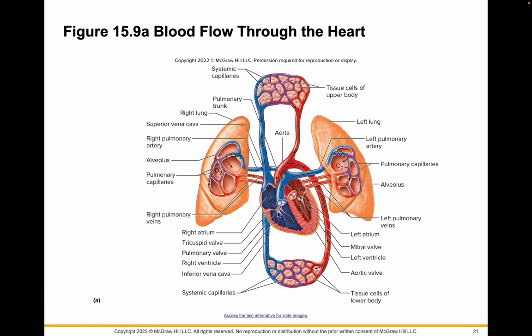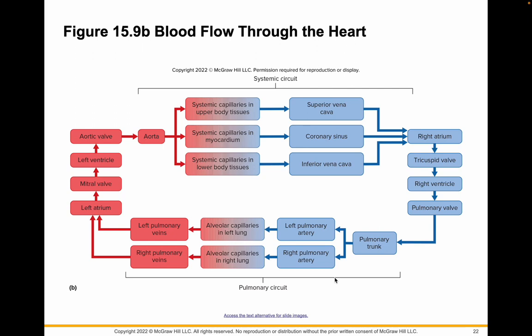I think I said bicuspid here. This is tricuspid. Bicuspid here, and then a big squeeze of the left ventricle to the aorta and the rest of the body. And then you can see here where oxygen-rich blood becomes oxygen poor, and it's all in these systemic capillaries. So if you're in the upper body tissue, if you're actually feeding the heart itself, which we haven't talked about yet, and then the lower body.